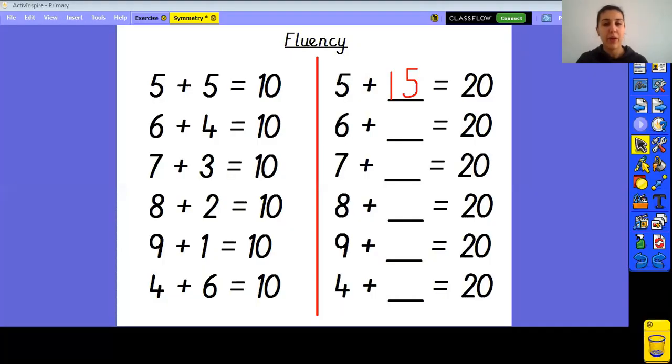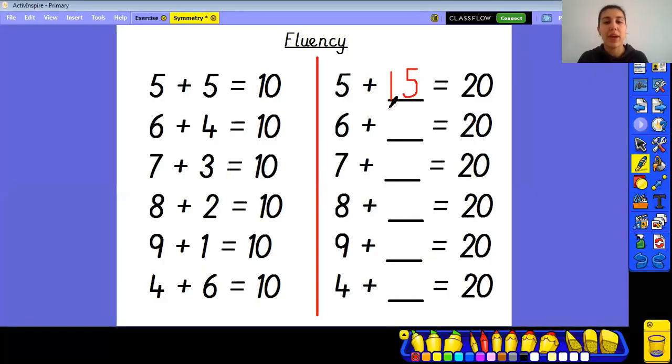Lovely, well done for having a go. Hopefully you are ready to go through the answers now. So if I know that 6 plus 4 makes 10, well, I know that 6 plus 14 will make 20, because 20 is made up of 2 tens, which is an extra 10, which goes here. So it's 6 plus 14 equals 20.